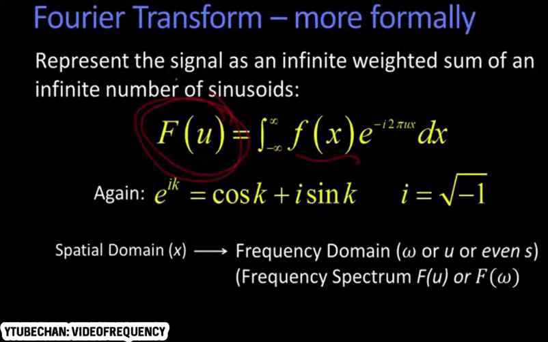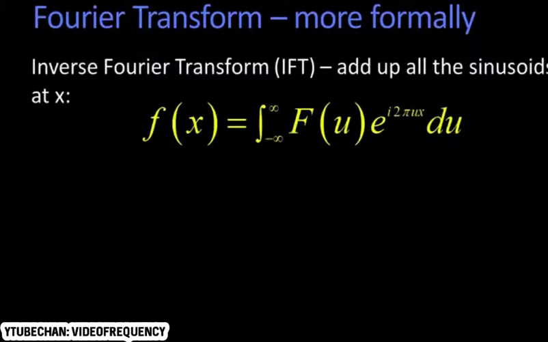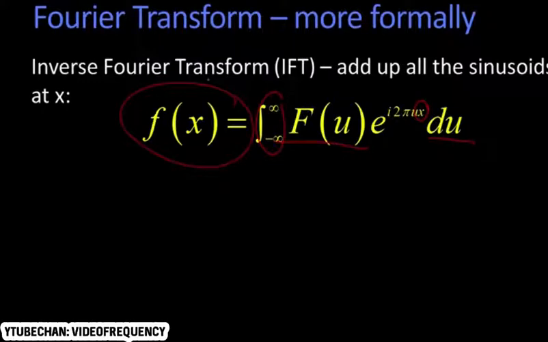Just for completeness, by the way, here we had the Fourier transform. This is the inverse Fourier transform. Unsurprisingly, if you tell me what all of the sinusoids are, if I sum them all up at some location x, over all the sinusoids, I can recover the original signal. And that's called the inverse Fourier transform.